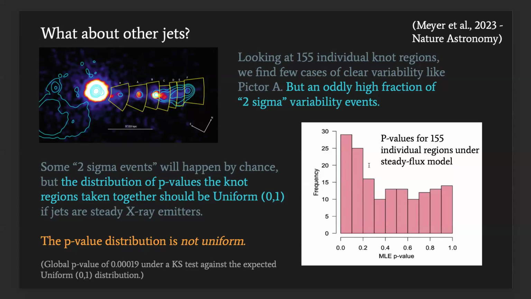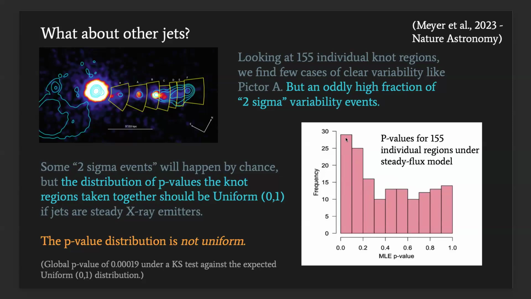And so we worked with some statisticians at the University of Toronto, but we basically have a very simple model, which is that the null hypothesis is they're steady emitters, taking into account all the detector and observation characteristics. We would expect under our model that if jets are not actually varying, this is all just statistical noise. This distribution of p-values for all these individual jet knot regions should be flat, should be uniform, and it wasn't.